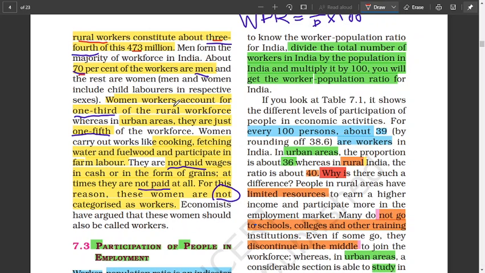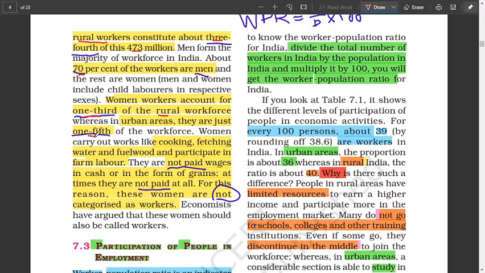If you divide that into rural and urban areas, you'll find women workers in rural areas account for one-third of the workforce, whereas in urban areas, they are just one-fifth. So more women are working in rural areas than in urban areas. One out of three workers in rural areas is a woman, whereas out of five workers in urban areas, only one is a woman.